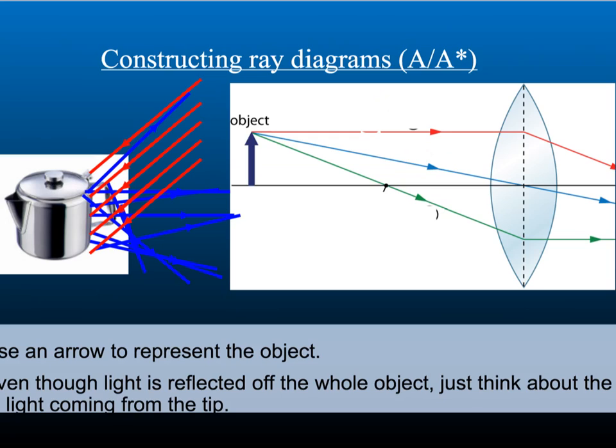We're now going to talk about how to construct ray diagrams. In reality, light is reflected from all parts of an object, but this would make our diagram very, very complicated. So what we do is we consider the light that is being reflected from the tip of the object. And we always draw our object as an arrow. The arrow shows the direction in which the object is pointing. So in this case, the object is upright.